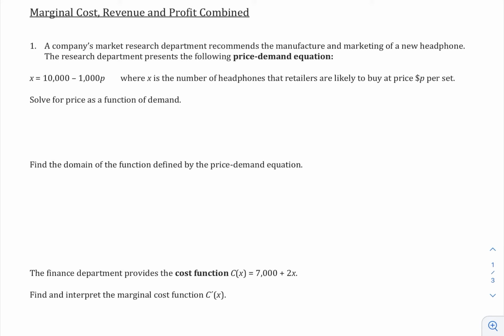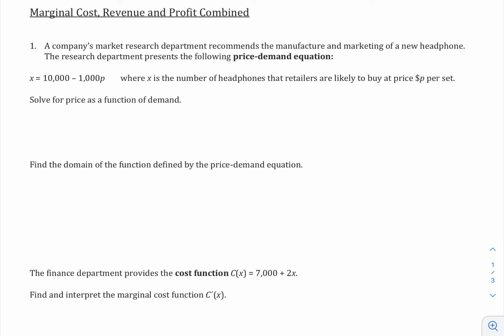In this video, we're going to just do one big problem that's going to combine marginal cost, revenue, and profit. So let's read. A company's market research department recommends the manufacture and marketing of a new headphone. The research department presents the following price-demand equation. So x equals 10,000 minus 1,000p, where x is the number of headphones that retailers are likely to buy at a price of p dollars per set.